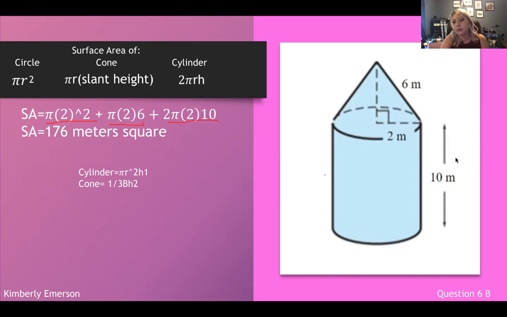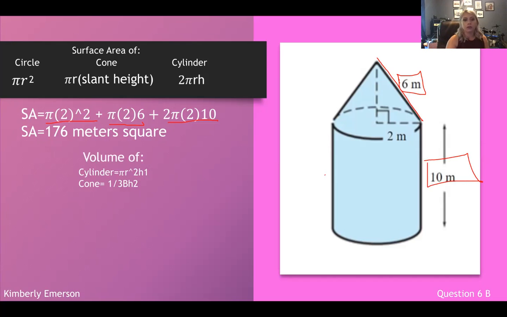Our height here would be 10 meters, but for our slant height, we want to look at the slant of our object or shape. So our slant height would be this 6 meters right here. I never really distinguished the difference between height and slant height, so it's a good thing to point out. So our slant height is 6 meters, plus our cylinder surface area would be 2 pi times the radius, which is 2, times the height, which is 10 meters. And so our surface area would end up equaling 176 meters squared.